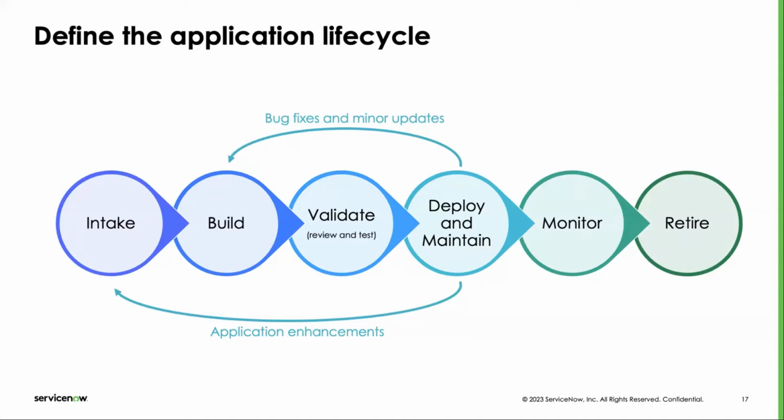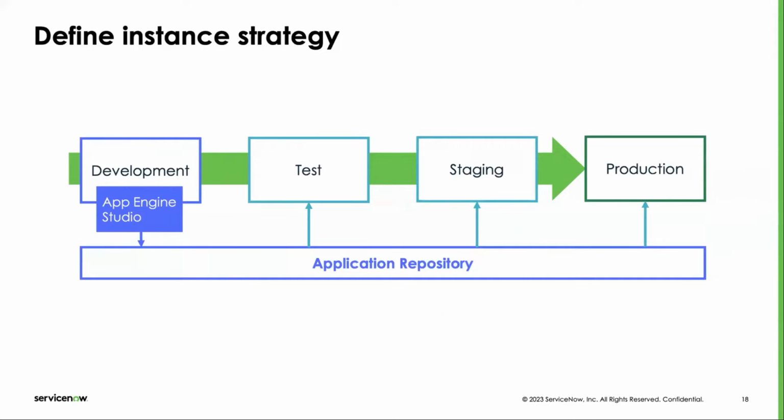Once you have defined your application lifecycle, you really want to define your instance strategy. You may find that your instance strategy for App Engine Studio is the exact same as your instance strategy for any other app or any other thing on your instance. It may also be different. I know in my experience, we had our citizen developers on a different development instance. So you may have a pipeline that's a little bit different for your App Engine Studio apps. So it's just important to know what that looks like for your environment.